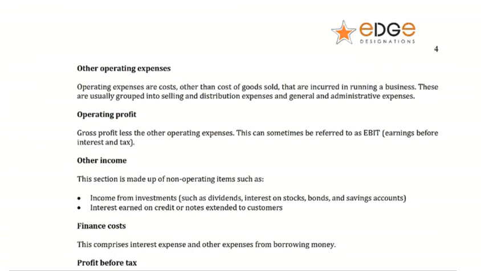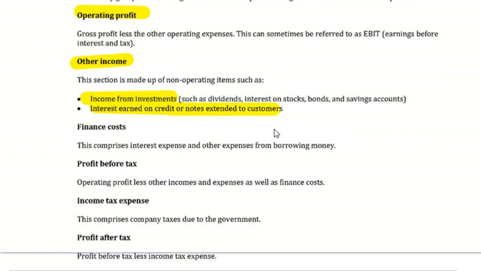Over the page, top of page 4. Other operating income. There may be some of that. Operating expenses. Other income. Where does other income come from? Things like income from investments or interest earned on credits or notes extended to customers. You've also got finance costs as well, that's interest from borrowings.